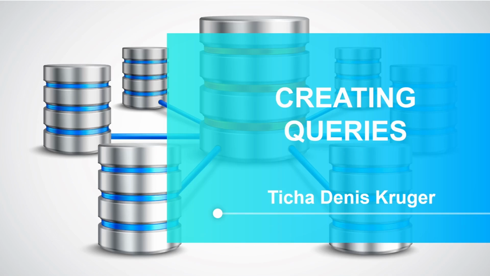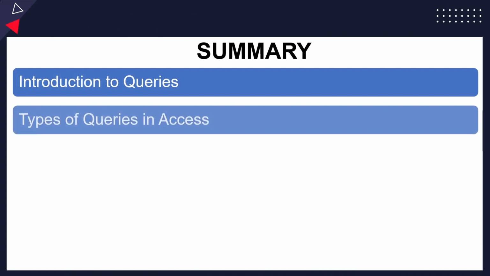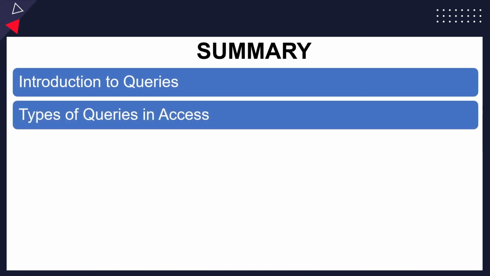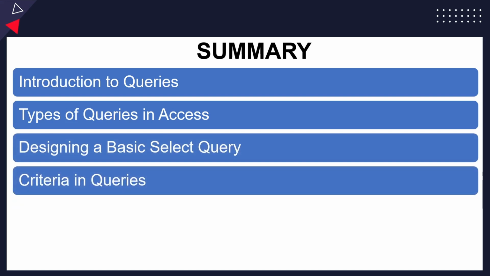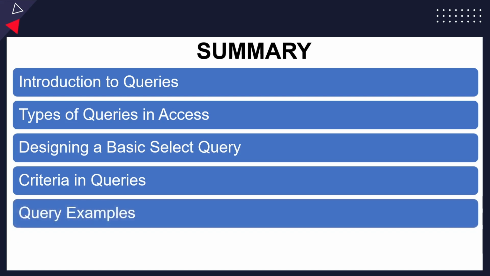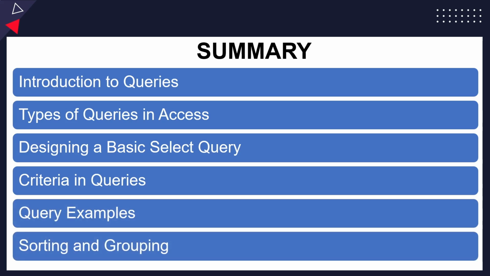This specific one will focus on creating queries. So let's get in and start on how to build queries. Like I said, today we are focusing on creating queries, and our focus will be on the following. We'll introduce queries. We'll look at types of queries in Access. We'll also discuss how to design a basic select query. We'll look at criteria in queries. We'll look at query examples and summarize with sorting and grouping.